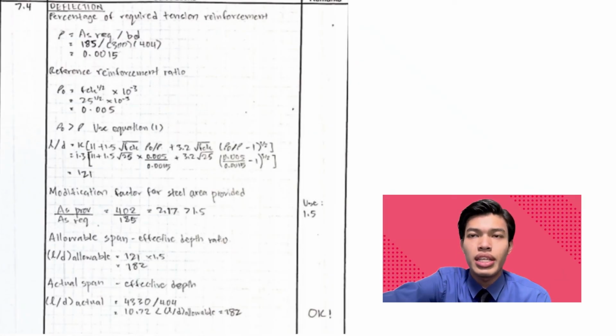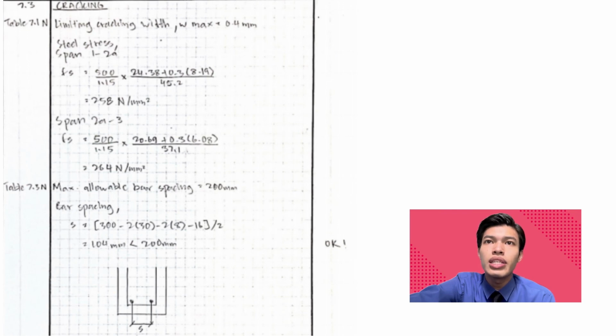Next, for the deflection checking, L over D actual is less than L over D allowable. Also, for the cracking check, the limit width of crack is 0.4 mm and the bar spacing is under the allowable circumstances, and the beams are safe.